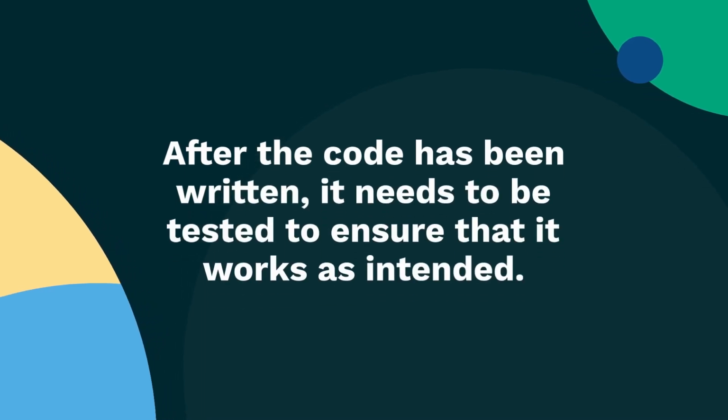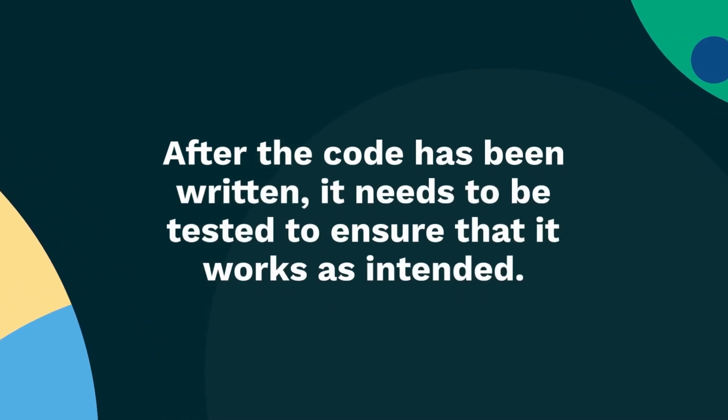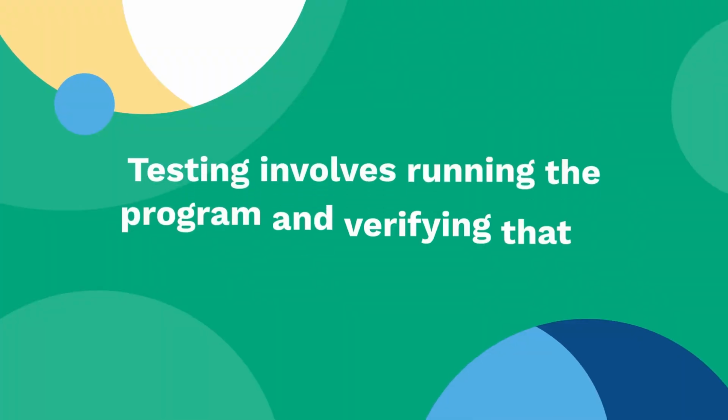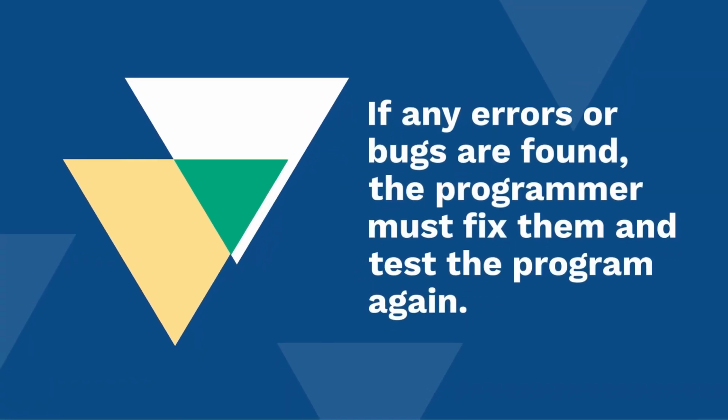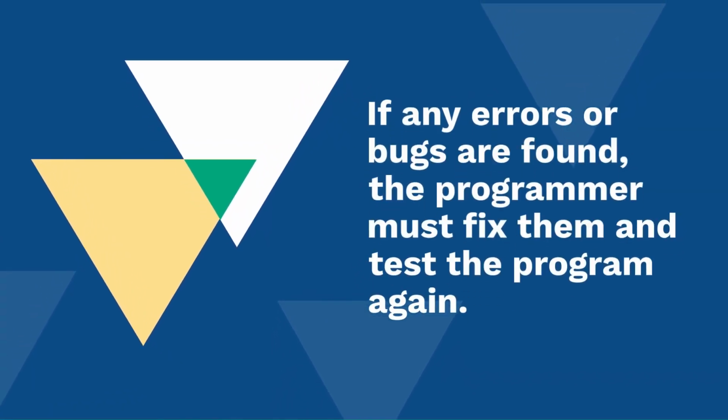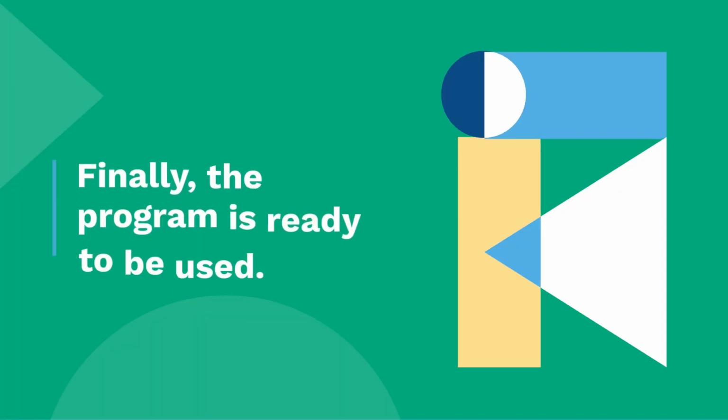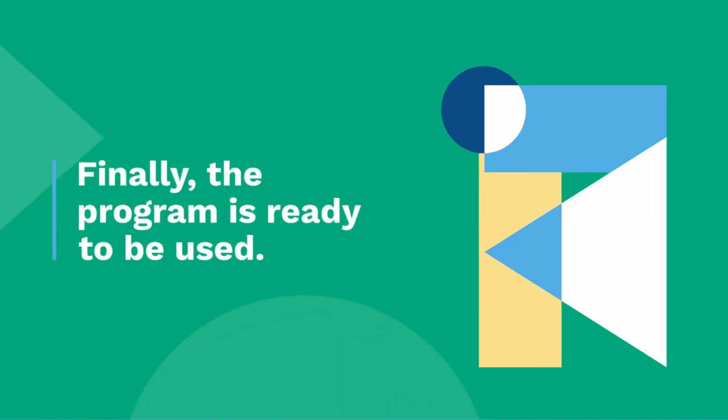After the code has been written, it needs to be tested to ensure that it works as intended. Testing involves running the program and verifying that it produces the expected output. If any errors or bugs are found, the programmer must fix them and test the program again. Finally, the program is ready to be used.